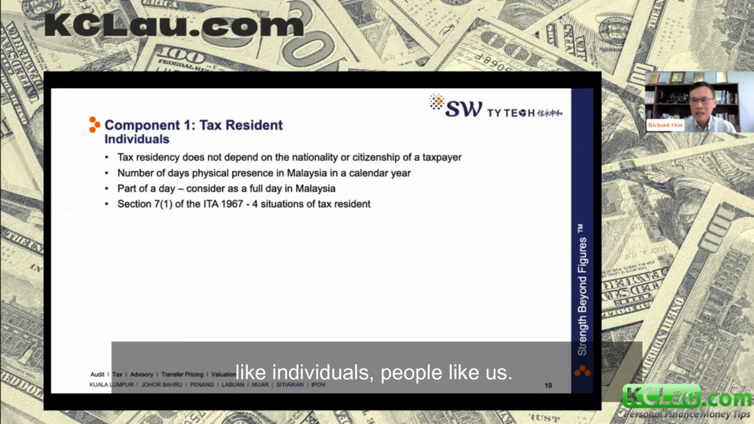It talks about residents, like individuals, people like us. It doesn't depend on nationality or citizenship of the taxpayer. You could be a foreigner, you could be someone who is here on MM2H. It depends on the number of days whereby you're physically present in Malaysia in a calendar year.